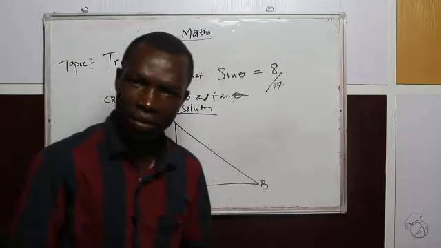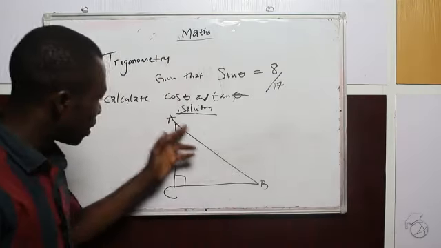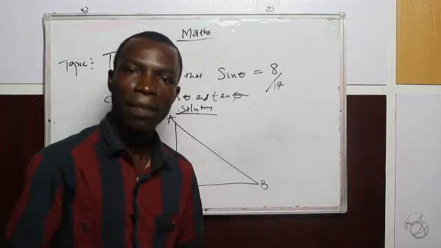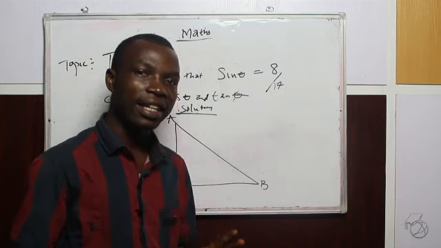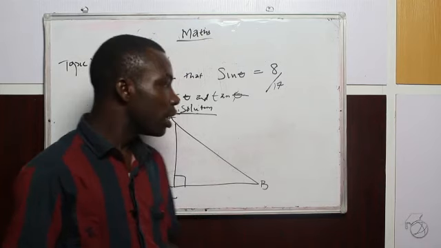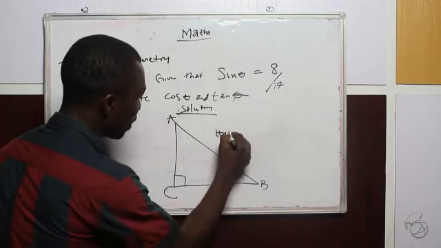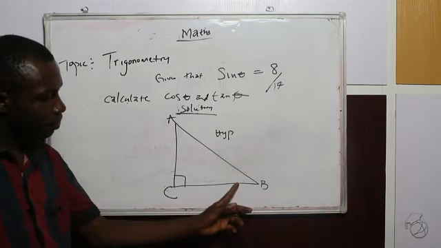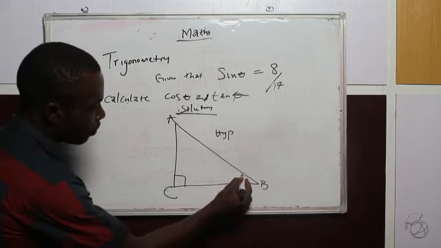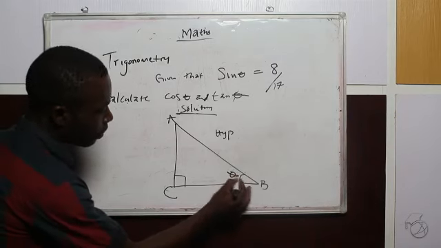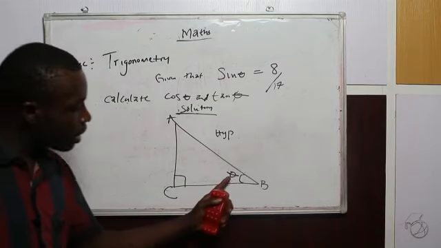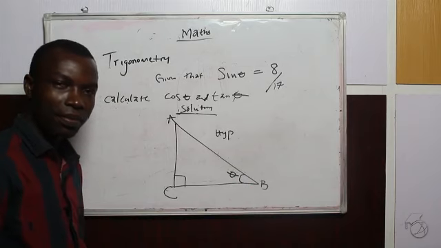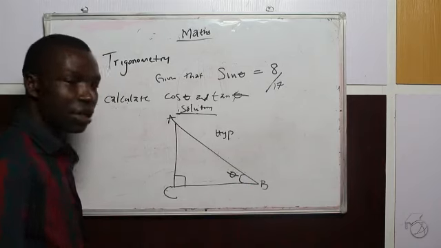In a right angle triangle, this side is called the hypotenuse side, according to Pythagoras, which is the longest side in a triangle. Therefore, we call this place the hypotenuse side. Consider this angle here. We have angle theta at B. Theta designates the angle at B. And this is the right angle triangle.